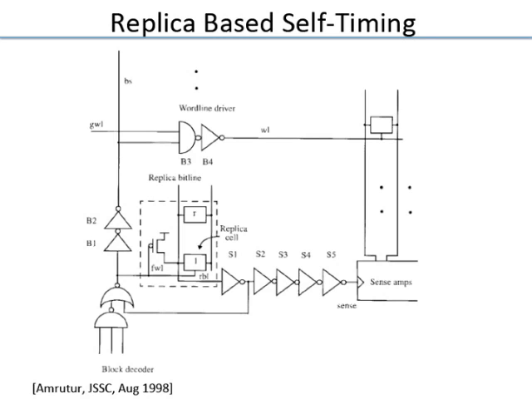We can reduce the size of this, mainly for the purpose of timing. Instead of using a full copy of the main column, the replica is used. The problem is here we need to set the replica to always discharge. So the data is fixed. I can't use it for storing information. It is only used for generating timing.